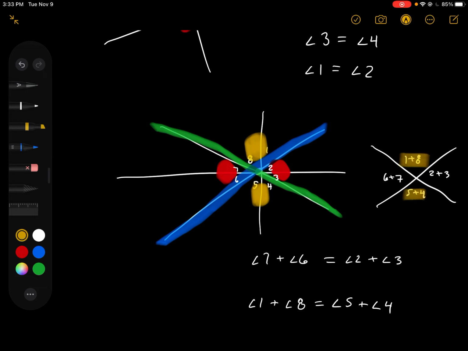A second visual way to see this, 1 and 8 and 5 and 4, again vertical across from each other, and 6 and 7 and 2 and 3, again vertical across from each other. And vertical means equal. All right, team, I'm going to give a few practice questions to go over.